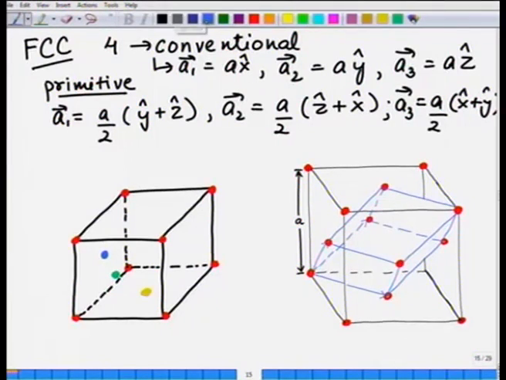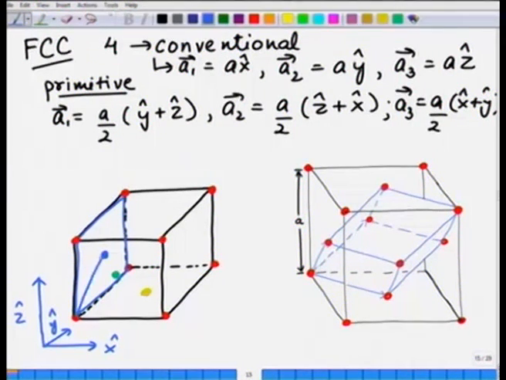So let me move back here and let me draw these vectors for you. If I choose my origin to be like this, and Z to be this direction, then this is the X direction, this is the Y direction, and this is the Z direction. Accordingly, let us see now what A1 is. A1 will correspond to my blue point. A1 is in the Y and Z plane, so if I take this blue plane and the face center of it, this is the A1 vector.